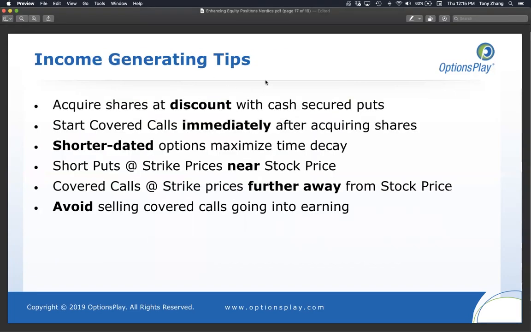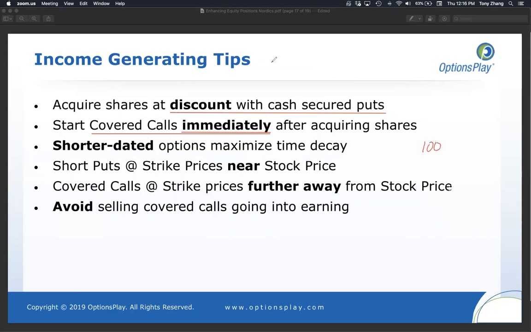Perfect. So just to reiterate what we talked about here. Number one, you want to acquire shares at a discount by selling cash secured puts. That's your first step in enhancing your stock positions. Once you own that stock using a cash secured put, that's when you want to start selling covered calls. And the key here is that you need to start selling covered calls immediately after acquiring the shares. The reason I say this is because I get a lot of questions from users where maybe they bought a stock at 100 crowns and they didn't start selling covered calls immediately.